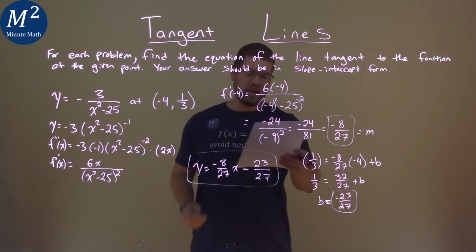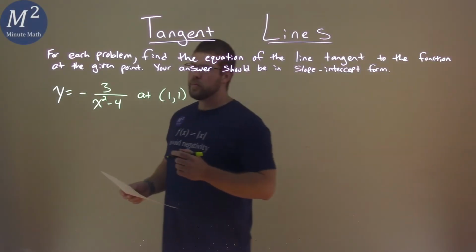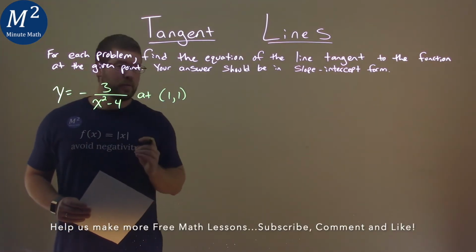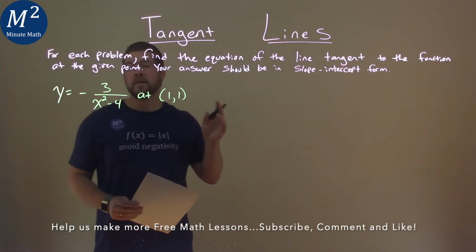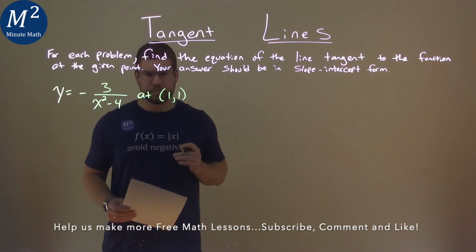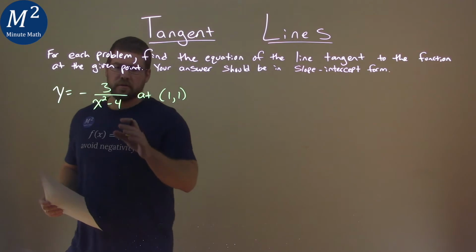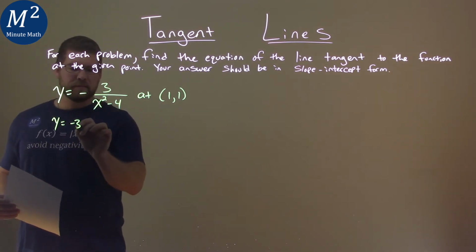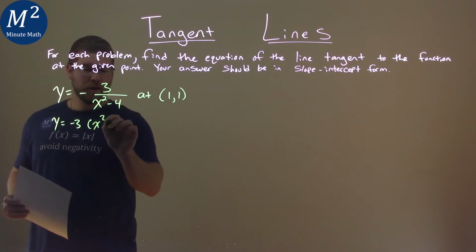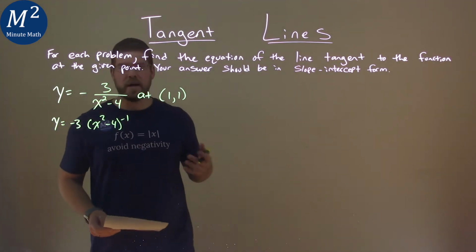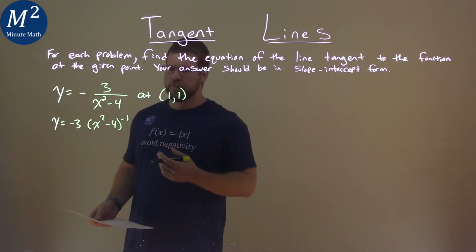our final answer. We're given this problem right here. y equals negative 3 over x squared minus 4, and we need to find the equation of the line tangent to the function at 1, 1. First thing I like to do is, I know I'm going to take the derivative here, but I like to rewrite my function like this. Negative 3 times x squared minus 4 to the negative 1 power. And that's just a preference of mine on how I like to take the derivative.